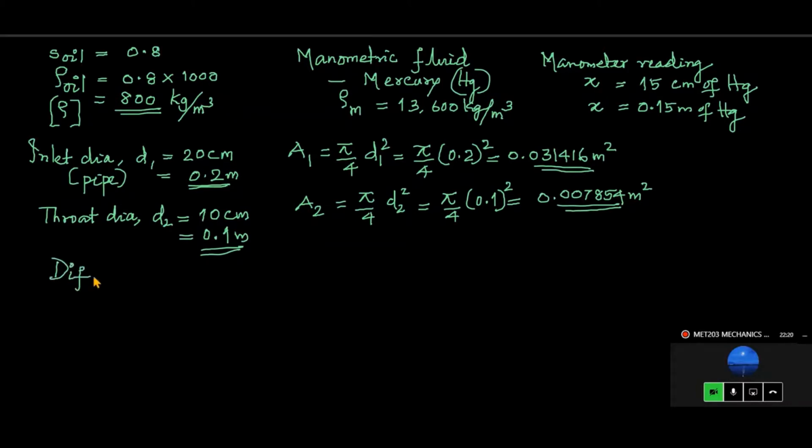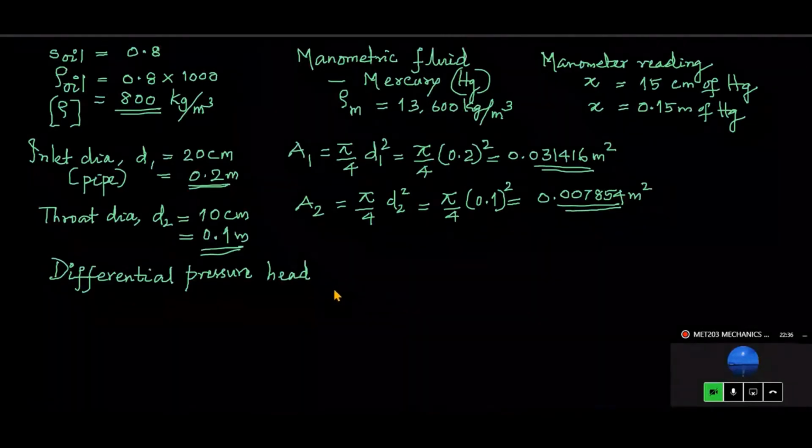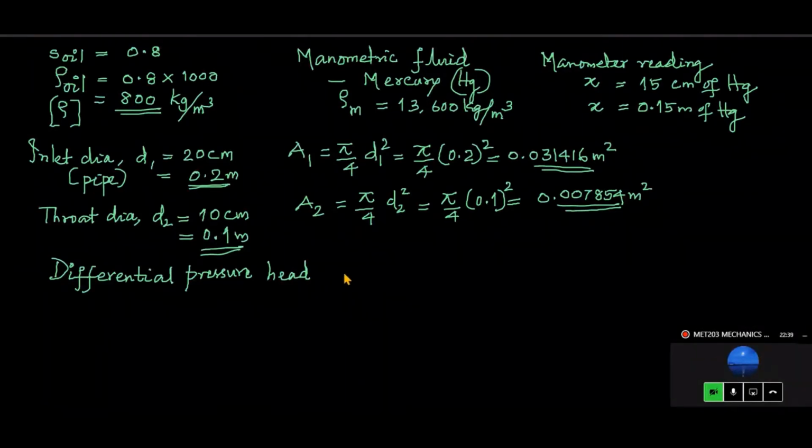Don't forget to draw the diagram while solving these types of problems. So the differential pressure head between the inlet and the throat of the venturi. In fact, this is a drop of pressure as it flows from the higher area of cross section to the smaller area of cross section. So the differential pressure head H, and we have an equation in terms of the height of the manometric liquid column X. What is that equation? H is equal to X into rho m by rho minus 1.